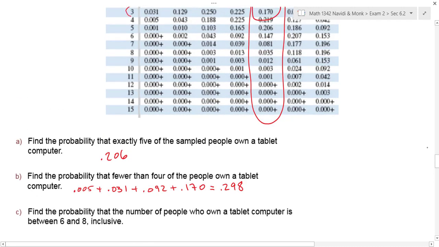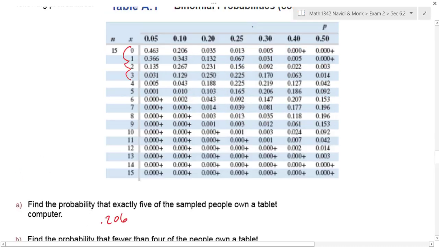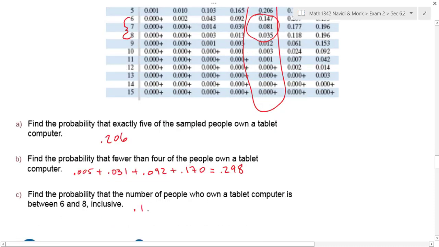Part C is to find the probability that the number of people who own a tablet is between 6 and 8. I'm still looking at this column right here. Between 6 and 8 is going to be these, 6, 7, and 8. So I go over to my table and I add up these three numbers. This would be 0.147 plus 0.081 plus 0.035, and when I add those numbers together, what do I get?